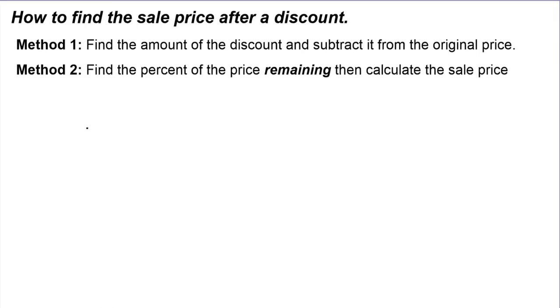So how do you find a sale price after a discount? Same methods, just slightly different. Method one, again, is to find the amount of the discount, but we're going to subtract it from the original price, since a discount decreases the price. Or we can find the percent of the price remaining. That is critical when you're finding a discount: what percent of the price is remaining after the discount, and then calculate the sale price.